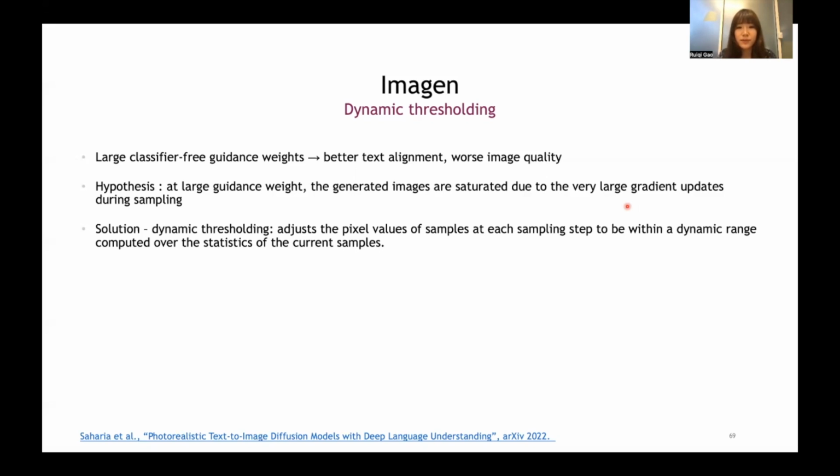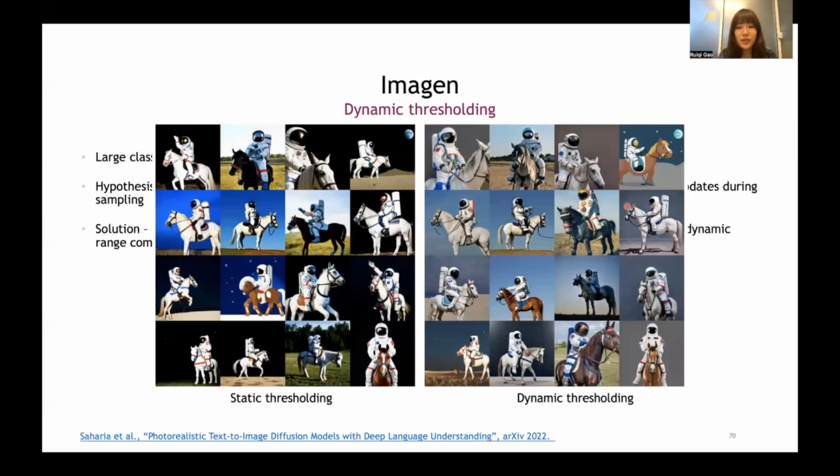The solution they propose is this dynamic thresholding, meaning that at each sampling step, we adjust the pixel values of the samples to be within a dynamic range, and this dynamic range is computed over the statistics of the current samples. These two panels show the qualitative comparisons between static thresholding and dynamic thresholding. You can see if we use static thresholding, the images look kind of saturated, while with dynamic thresholding, the samples look more realistic.